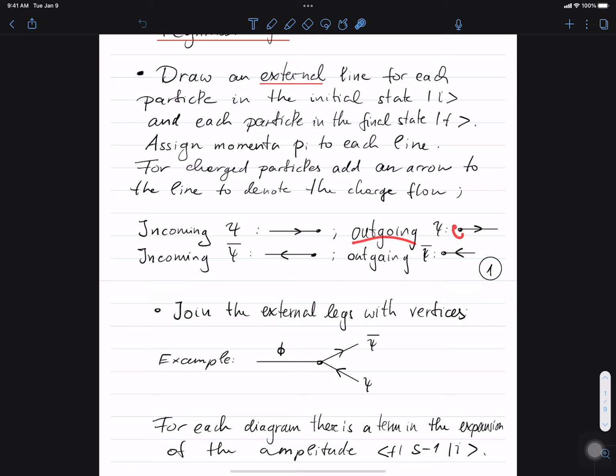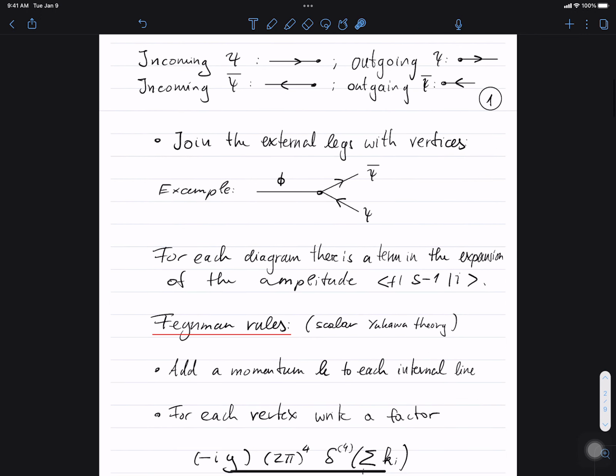If it's outgoing, we have a vertex where it leaves, and the arrow is directed from the vertex, so it goes away. The charge flows out of the diagram. For the antiparticle, denoted typically with a bar or star or dagger, we have the arrow out of the diagram, so the charge seems basically to flow out of the diagram. The same as for an outgoing antiparticle, the charge flows in. This is the convention, so it doesn't really matter what you call particle and antiparticle, but it makes sure your Feynman diagrams conserve the charges.